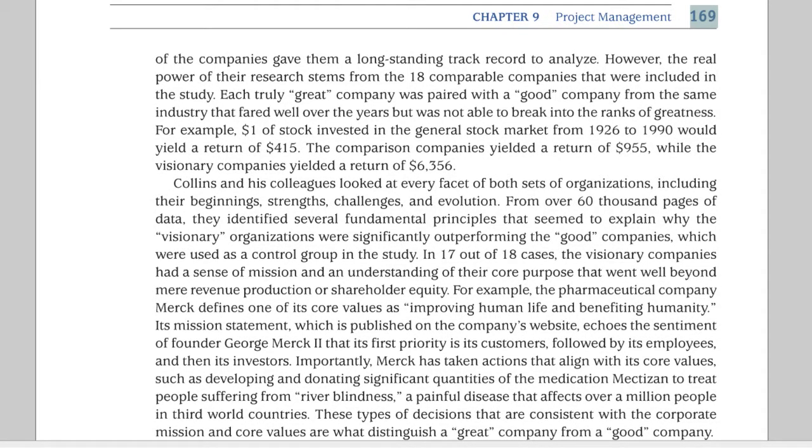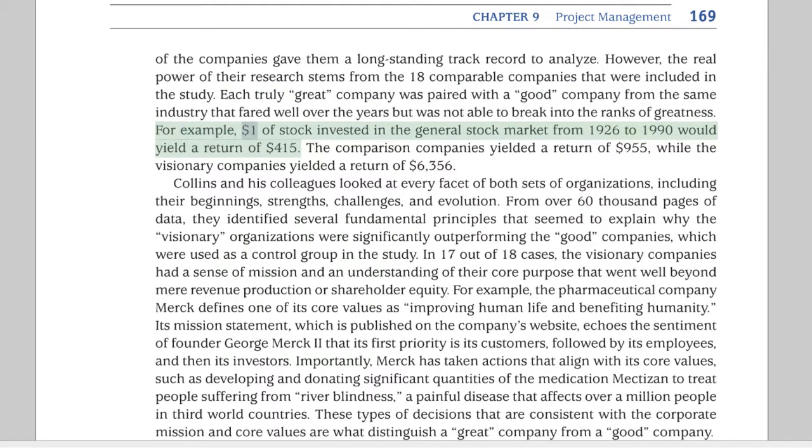of the companies gave them a long-standing track record to analyze. However, the real power of their research stems from the 18 comparable companies that were included in the study. Each truly great company was paired with a good company from the same industry that fared well over the years but was not able to break into the ranks of greatness.